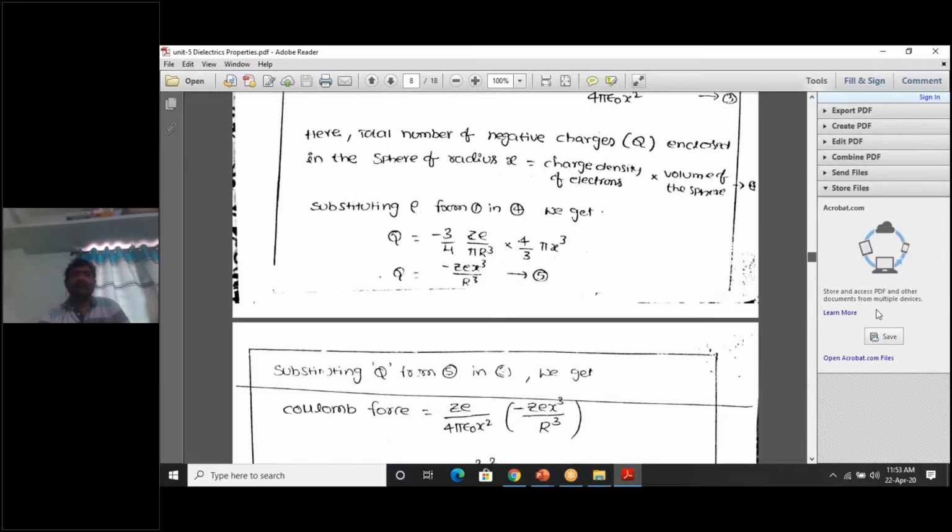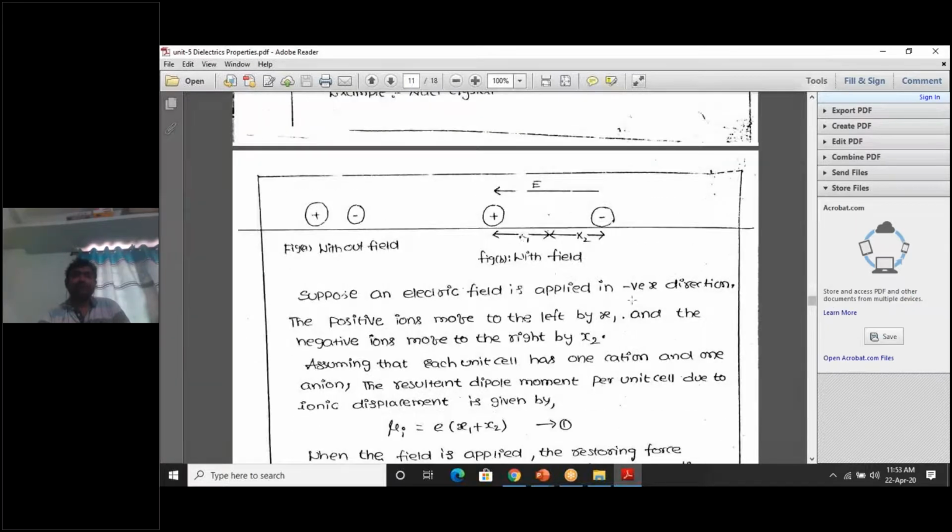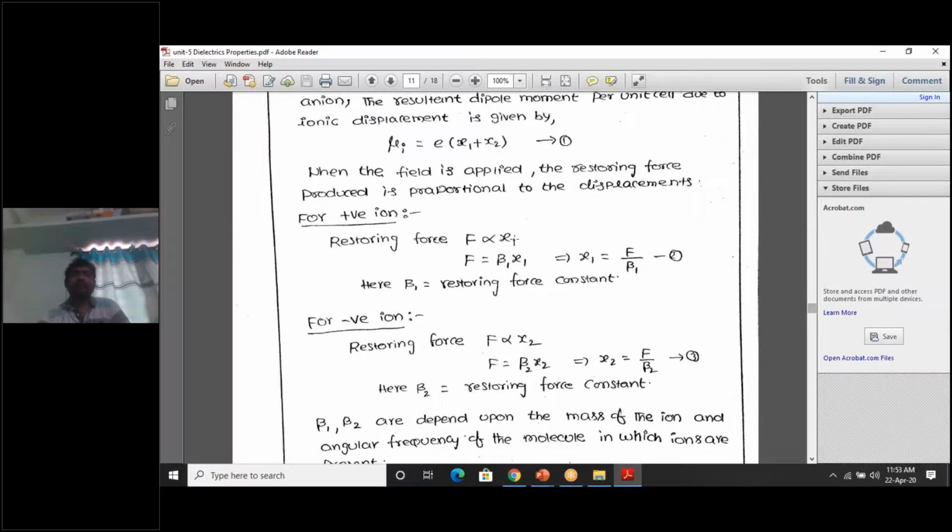Here the positive ion is displaced. Here you see, the positive ion is displaced a distance x1, and the negative ion is displaced a distance x2. So F is proportional to x1 for the positive ion, and F is proportional to x2 for the negative ion. If you take this proportionality, you will get a constant beta 1. From the other proportionality, you will get a constant beta 2.